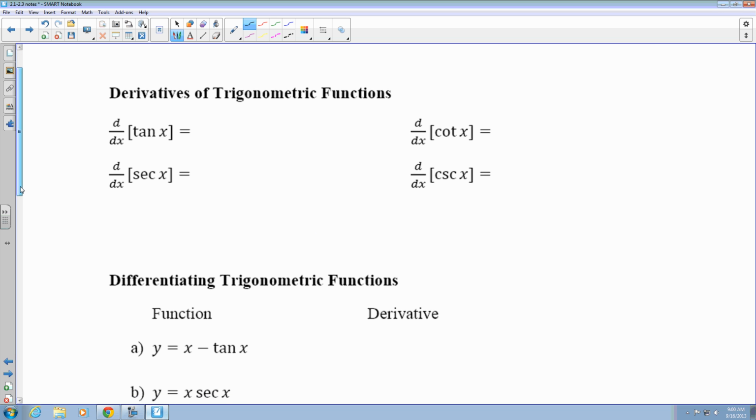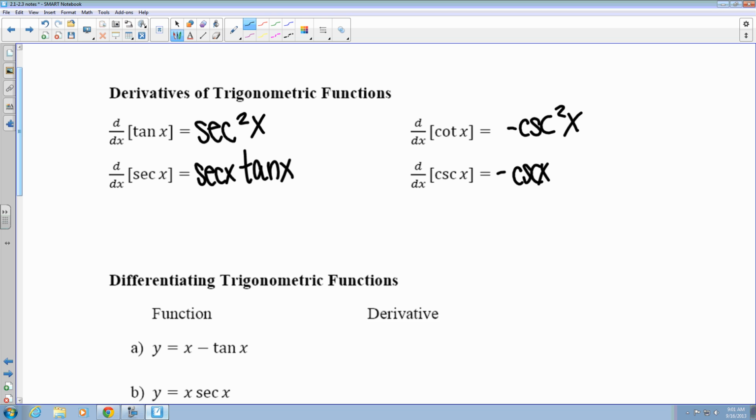Okay, so we did sine and cosine, we know the derivatives of those, but we have other trig functions we need to take the derivative of. The derivative of tangent is secant squared x. Cotangent is negative cosecant squared x. Secant is secant tangent, and cosecant is negative cosecant cotangent.